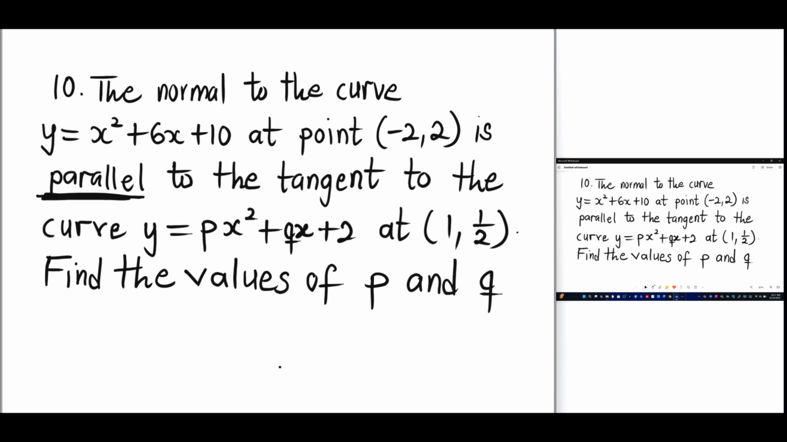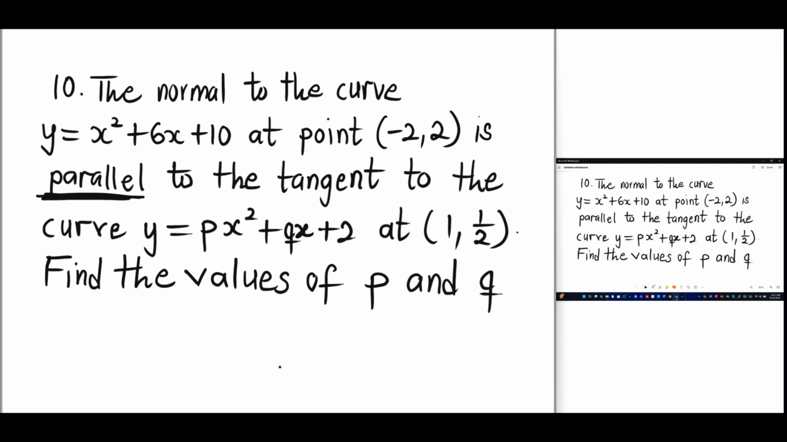Then the second curve has a tangent which is parallel to the normal. So what you are supposed to do is to find the gradient of the tangent of the second curve. So you find the gradient function, then you plug in the coordinates of the point where the tangent touches the curve, and you are going to get your gradient of the tangent. For this particular one, you don't take any negative reciprocal of the gradient because that is the gradient of the tangent.